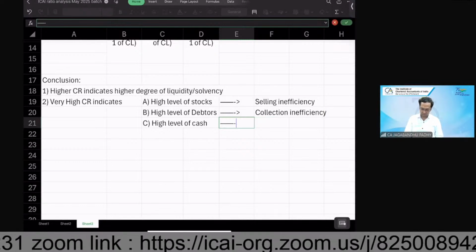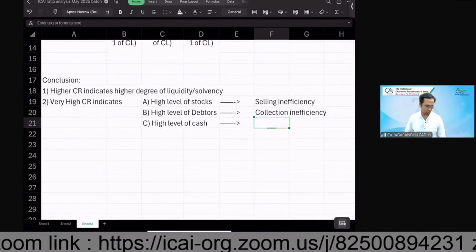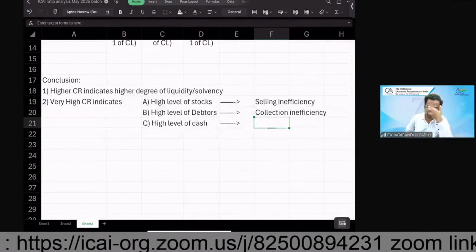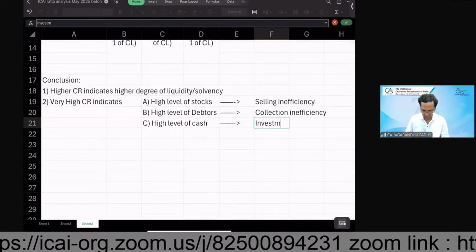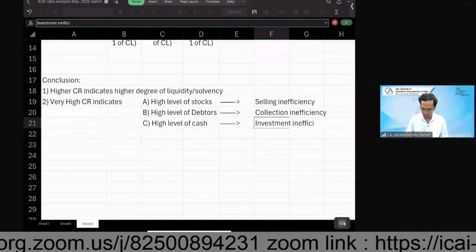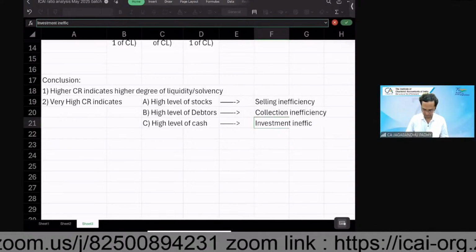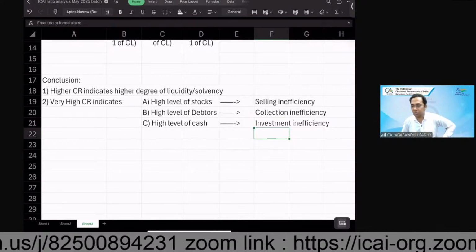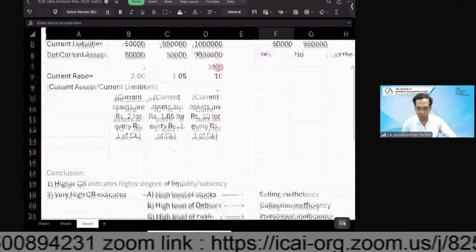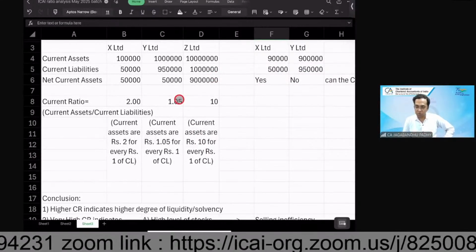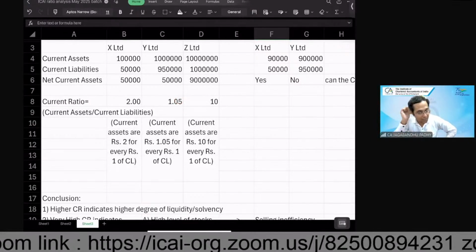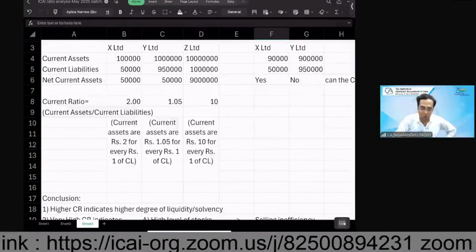What does it indicate when you have a high level of cash in your books? Investment inefficiency. Perfect. Because the company is not able to identify appropriate areas for investment purposes. So a very high current ratio is also not good, sir. You are saying a low current ratio is not good, and a very high current ratio is also not good. So can I say there has to be something in between, which will tell us the best or optimum current ratio?